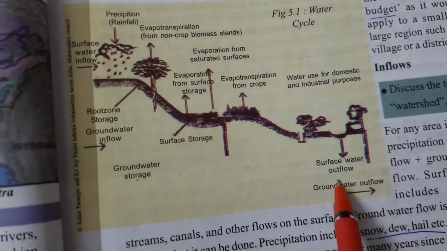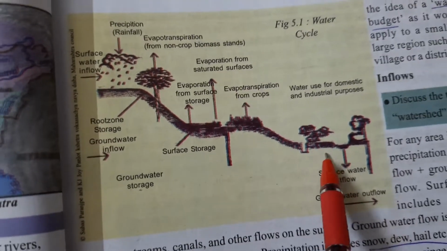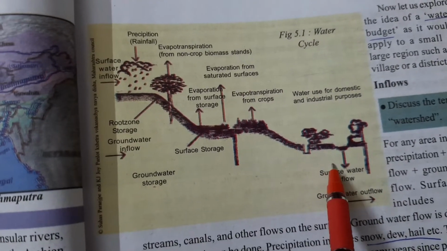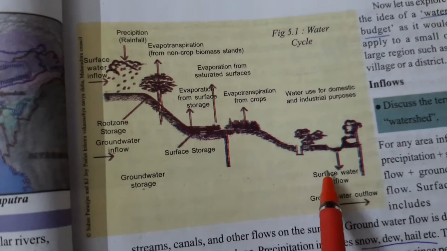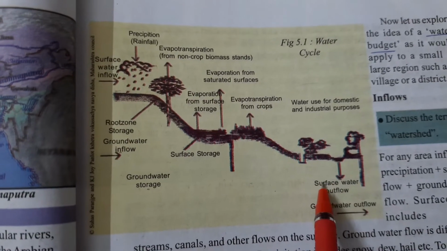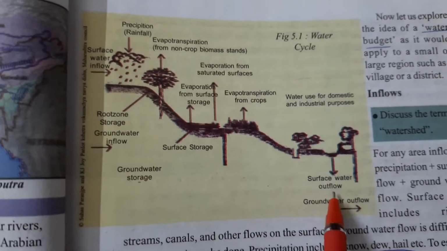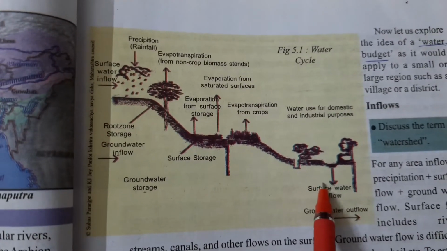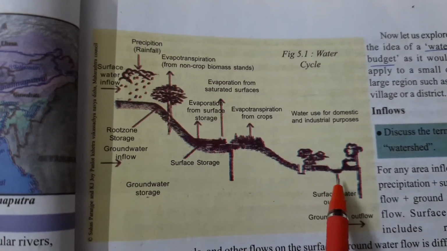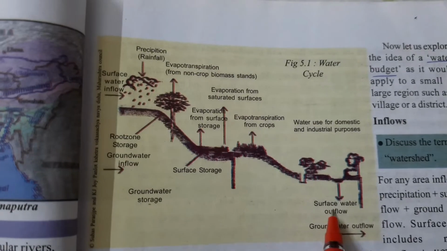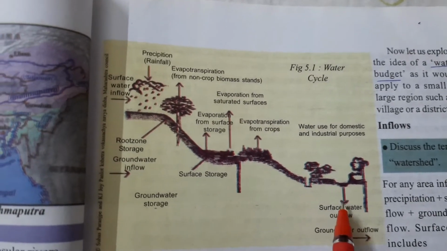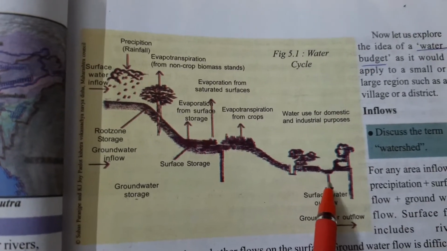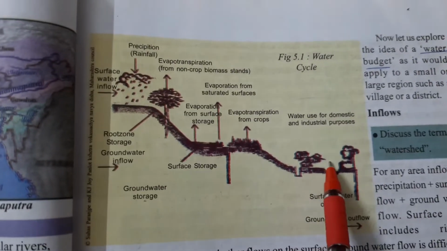Now surface water outflow, and some water which goes under the surface of the earth goes very deep under the earth. It is stored in the rocks, and sometimes we never get these waters out, because they are stored so deep that at any time we are not able to access that water. So these are the inflows.